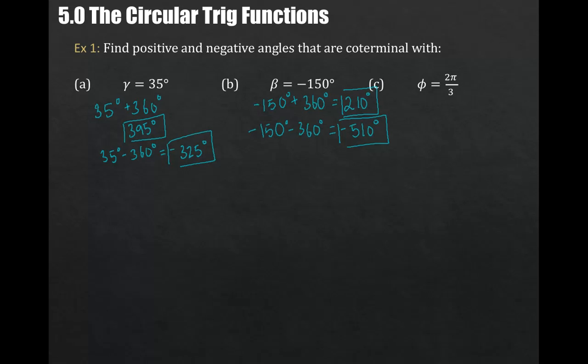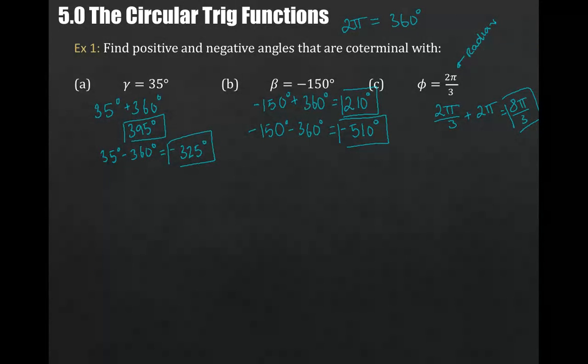Here, I have 2 pi over 3. So here I'm dealing with radians. It's the same process, but remember, 2 pi radians is equivalent to 360 degrees. So I would want to say 2 pi over 3 plus 2 pi, and 2 pi is the same thing as 6 pi over 3. So that's going to give me 8 pi over 3. That would be a positive coterminal angle. I could also do 2 pi over 3 minus 2 pi, or minus 6 pi over 3, which would give me negative 4 pi over 3.